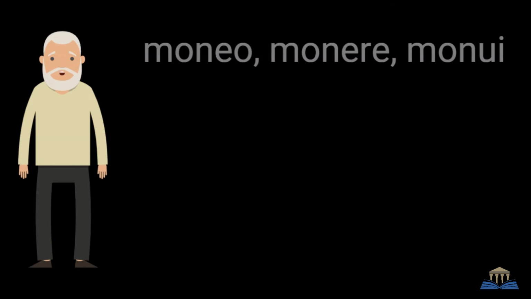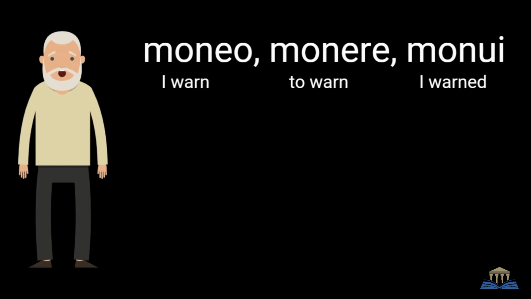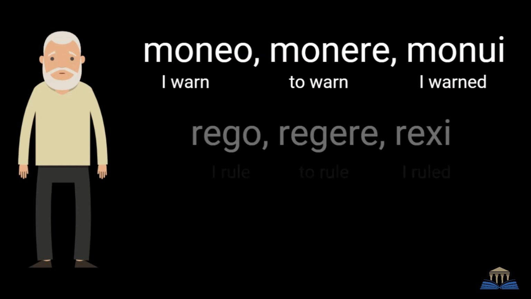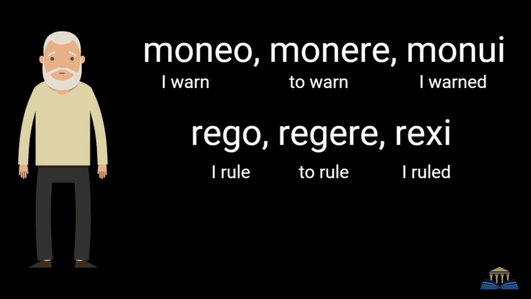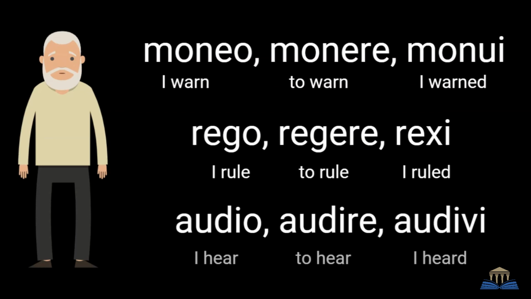Other examples of principal parts are moneo, I warn, monere, to warn, monui, I warned, rego, I rule, regere, to rule, rexi, I ruled, and audio, I hear, audire, to hear, and audivi, I heard. Take a few seconds to study the patterns here.